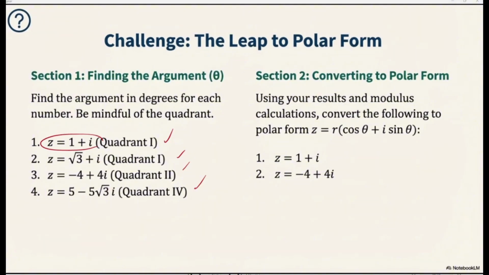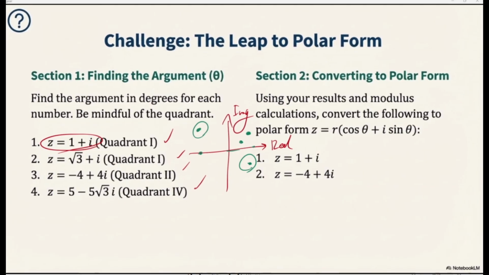So z is equal to 1 plus i. It means that at this point, we know for a fact that this is the real part and this is the imaginary part. So at this point, let me use another color for you. You know for a fact that it's going to be over here, so vector number 1. What about the second one? Root 3 plus i. Still it is going to be something over here, in quadrant number 1. Negative 4 plus 4i is going to be negative 4 over here, 4i over here, so you have it in quadrant number 2. What about the final one? It's going to be 5, and negative 5 root 3. Whatever that is, it is going to be quadrant number 4.